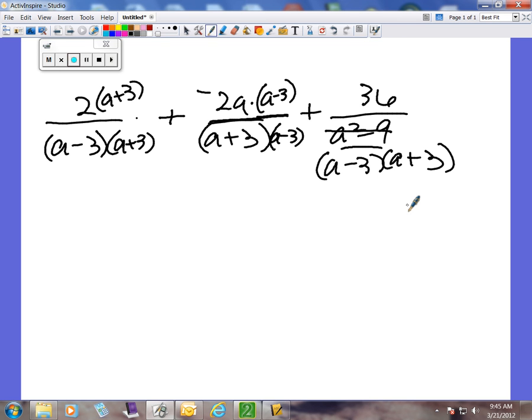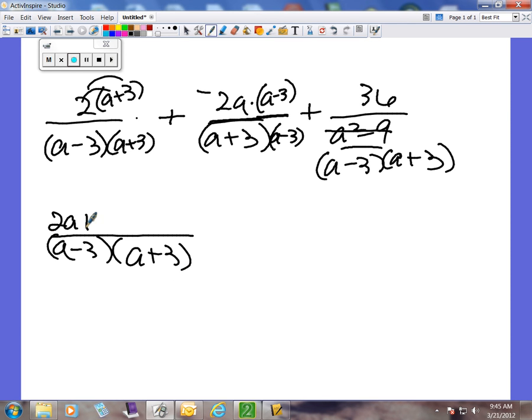But let's write our denominator down here. And we're going to write our numerator, after we do all this stuff, we'll put it together here and then we'll simplify. So let's do the first numerator. Distribute the 2, what do we get? 2a plus 6. Yes? Now what's between the two fractions?